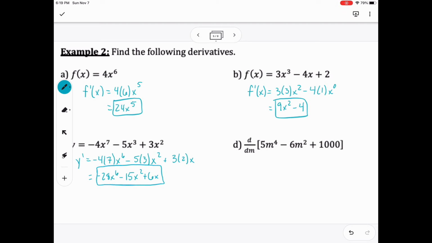Okay, and then letter D, same idea. I'll move the 4 down to multiply to the 5. I'll move the 2 down to multiply to the negative 6. Now 1,000 is a constant, so it becomes 0 and goes away. So my answer will be 20m cubed minus 12m. And that's it.